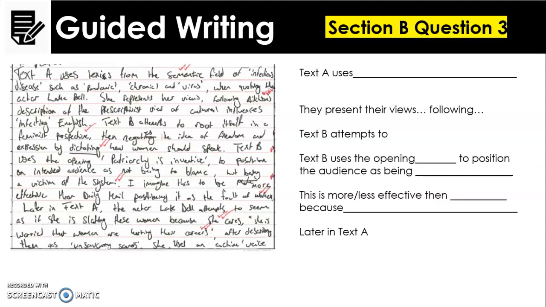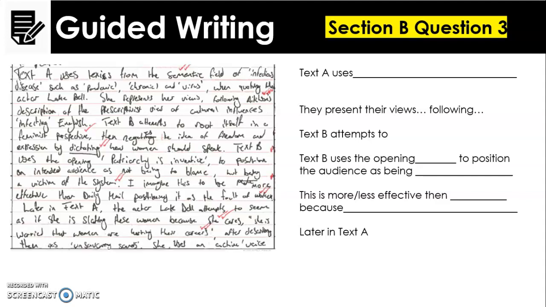continued. Now, remember, our A grade student is writing about a totally different topic. So their quotes and their labeling don't translate to what we're doing. However, we can use their model. So text A uses lexis from the semantic field of infectious disease, such as pandemic, chronic, virus, when quoting the actor Lake Bell. She represents her views following Aitchison's descriptive of the prescriptivist view of cultural influences infecting English.